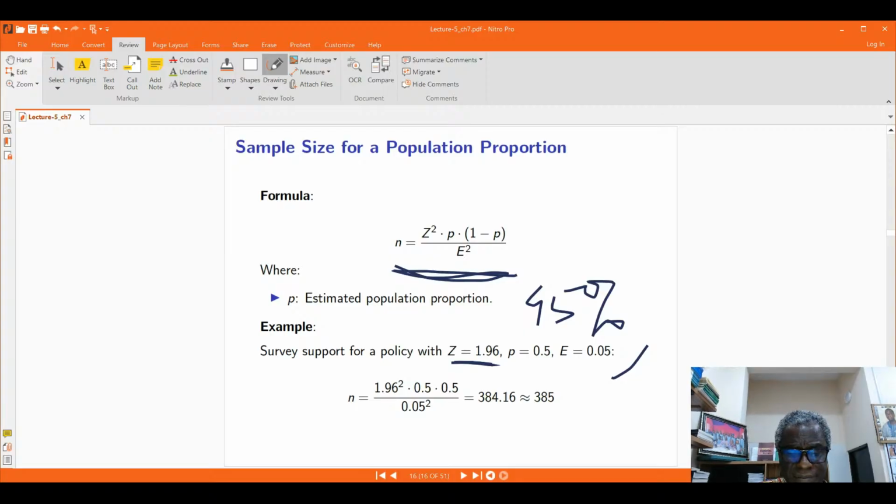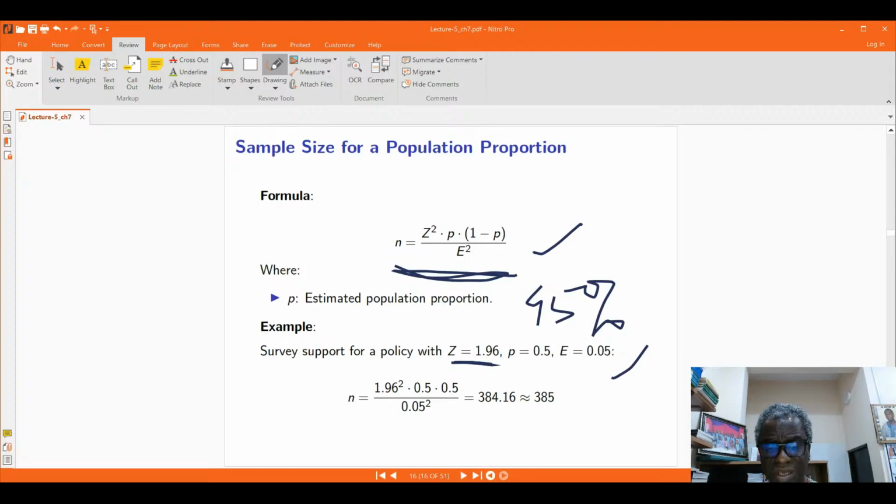And then the margin of error is 5%. So we could choose another value, but we don't want our estimate to exceed 5% in terms of the margin of error. So we have all the values now, and we can substitute in this expression.